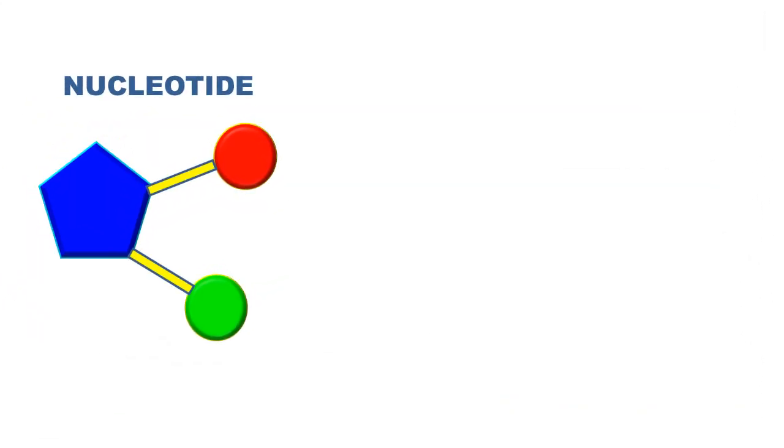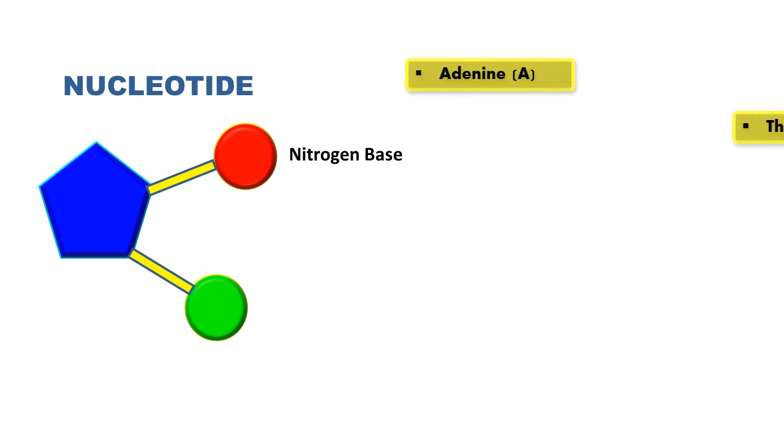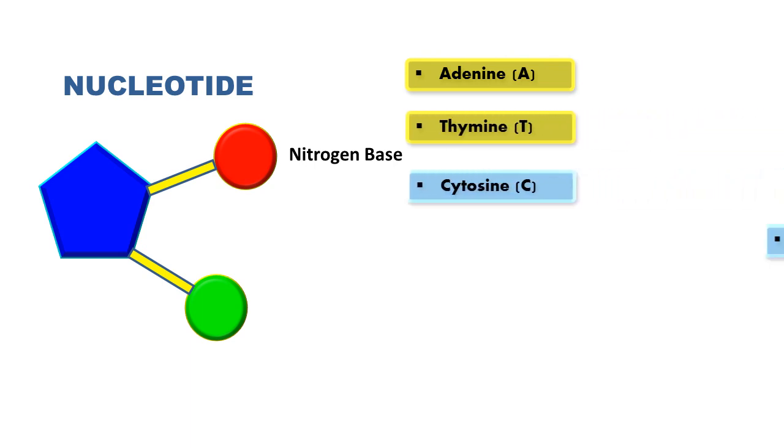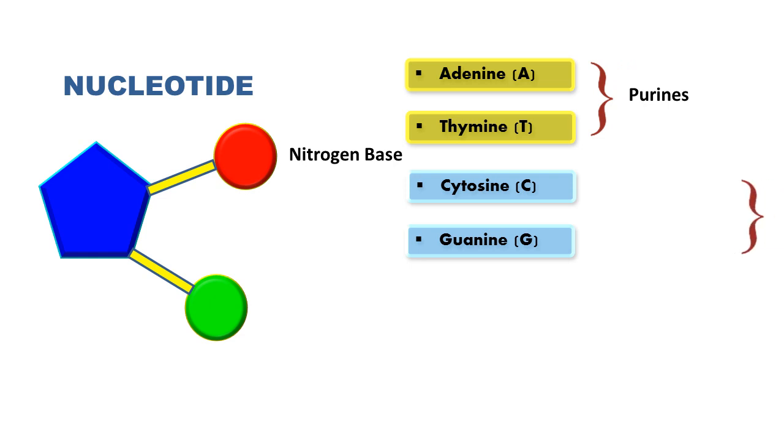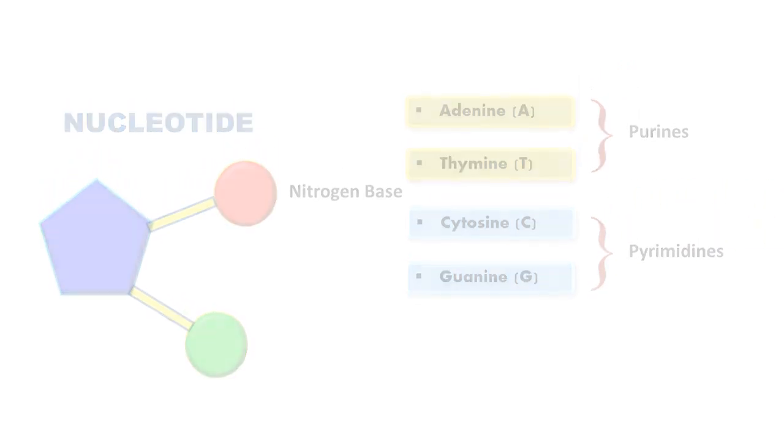Now let's study the nucleotide in detail. One of the components of the nucleotide is a nitrogen base. Nitrogen bases in DNA are of four types. First, adenine. Second, thymine. Third, cytosine. And fourth, guanine. Adenine and thymine together form purines. Cytosine and guanine together form pyrimidines.